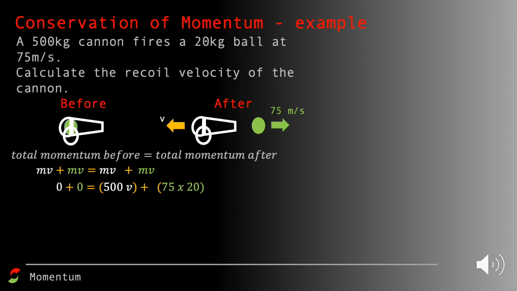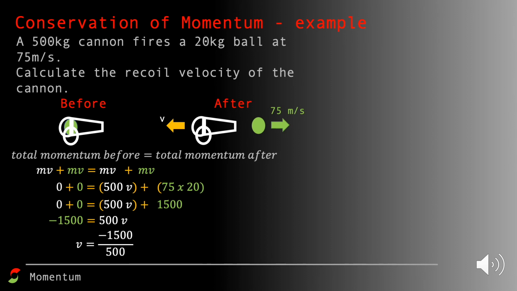After though, the 500 kilogram cannon is going to recoil with an unknown velocity, and the ball is going to move off with a velocity of 75 meters per second. So we can simplify that a little bit. 75 times 20 is 1,500. And what we can do is rearrange that, make v the subject, and we get an answer of -3 meters per second. And what that means is the cannon is going to move off at 3 meters per second to the left.